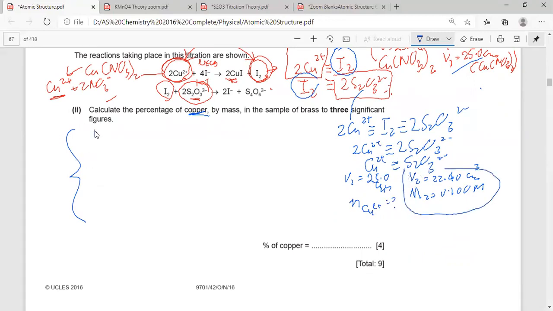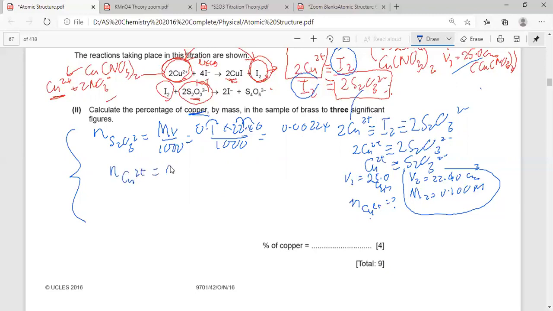So the number of moles of your thiosulfate equals MV over 1000. M is 0.1, V is 22.40 over 1000. You calculate that out, it should give you 0.00224 moles. Now this is the thiosulfate. Now how about copper? Same. So the number of moles of Cu2+ is the same, 0.00224.